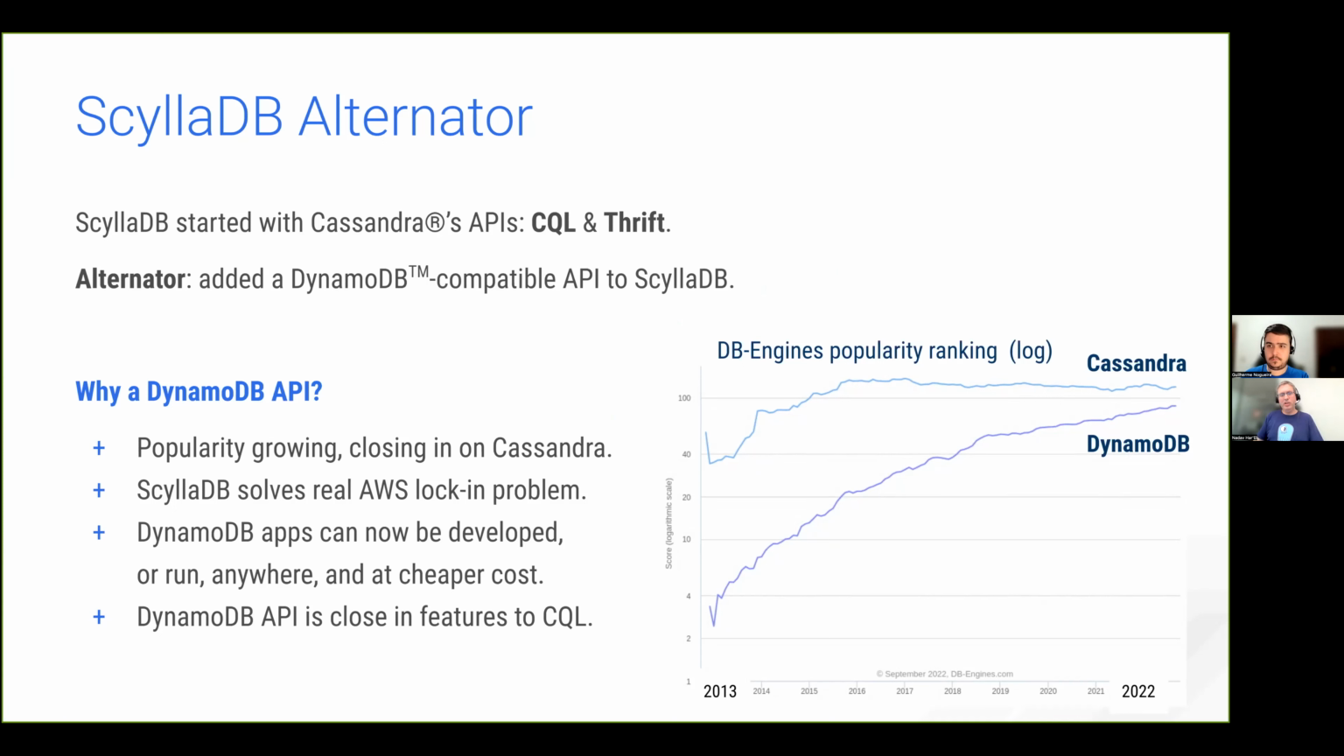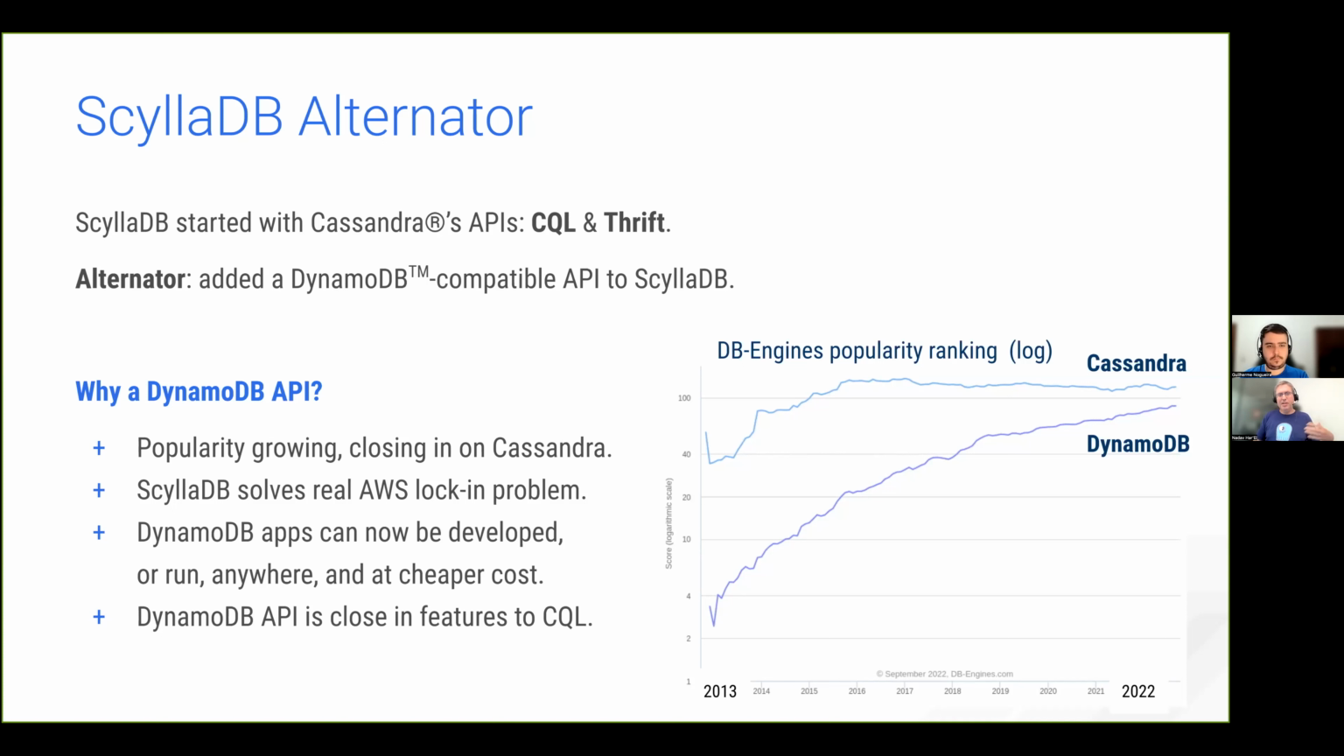And why did we want to add a DynamoDB API to the NoSQL database? First of all, you can see that DynamoDB popularity is growing. It's very convenient to start with, and it's very popular on Amazon, so people are using it more. You can see on the right a graph of the popularity of Cassandra versus DynamoDB over the last 9 years or so. It started with a very big difference, but now DynamoDB has almost caught up to Cassandra. So we thought it would be interesting to also support the DynamoDB API.